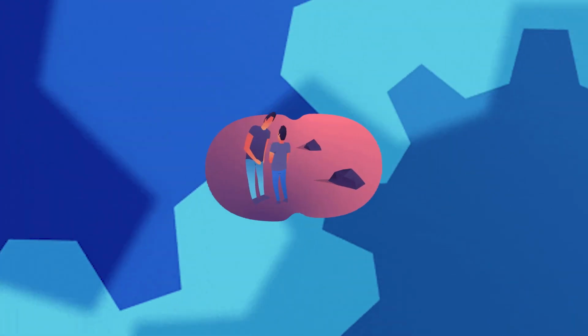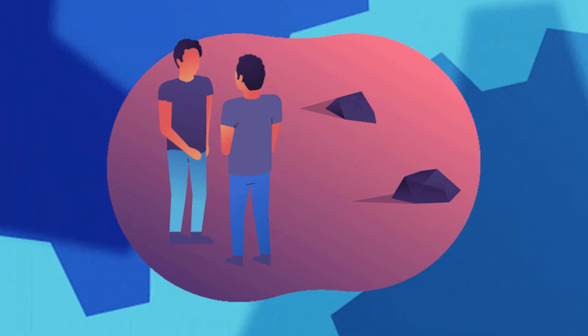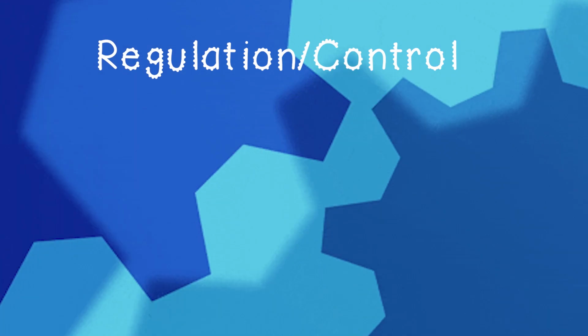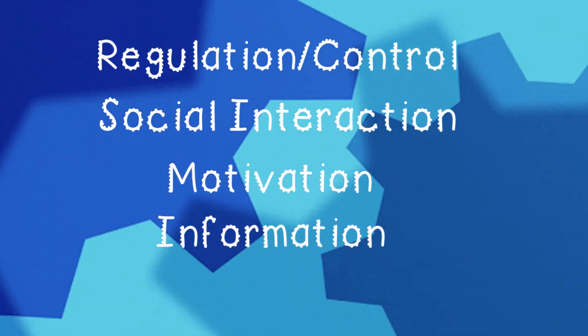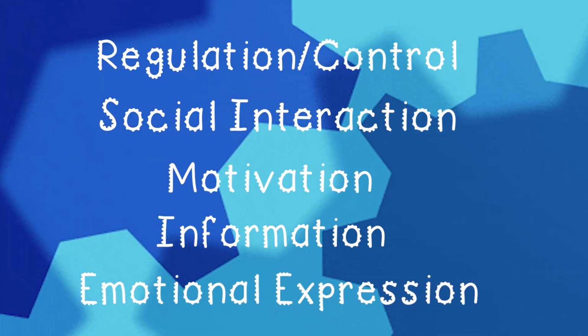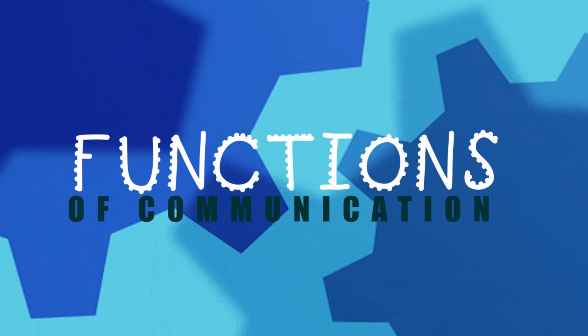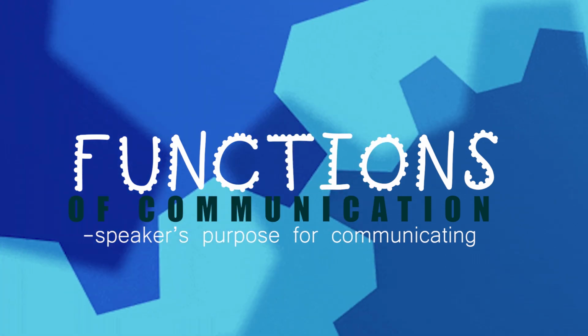People do not just communicate because people love to talk. Humans communicate for several reasons: regulation and control, social interaction, motivation, information, and emotional expression. Collectively, these reasons are called the functions of communication. Each function is based on the speaker's purpose for communicating.